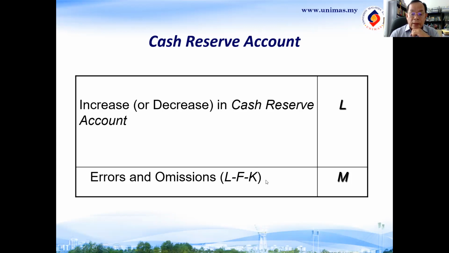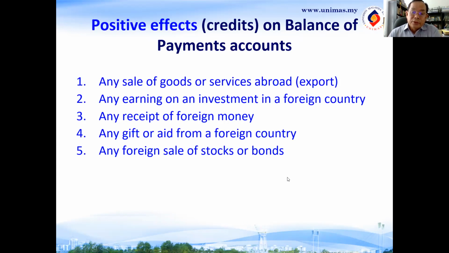So that would be the omissions, errors ataupun omission tadi, yang error ataupun what do you call this, something that is happening ataupun disebabkan oleh kesilapan dan sebagainya atau kesalahan dari segi pengiraan. Okay, so the positive effects on the balance of payment, of account, ataupun credit lah.